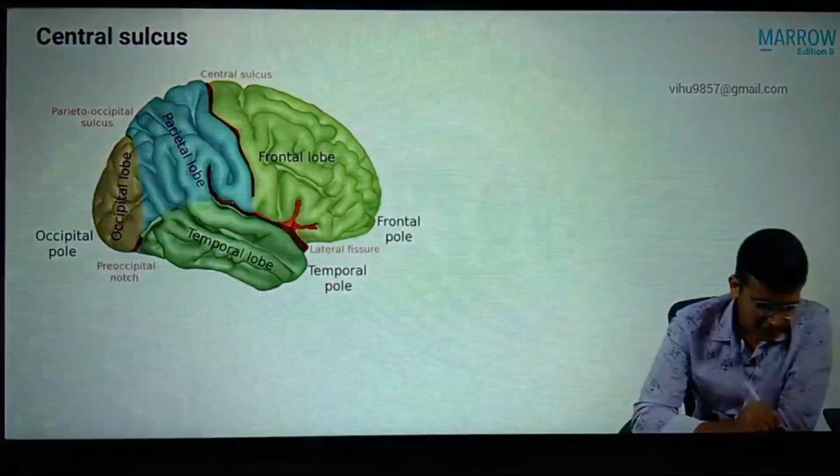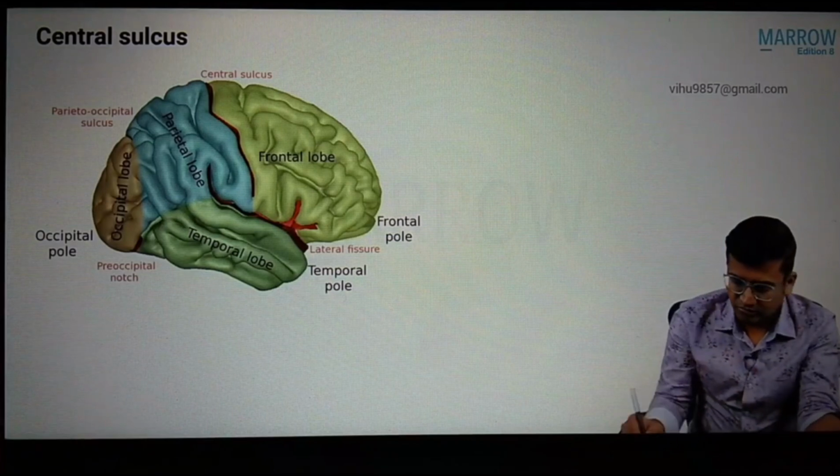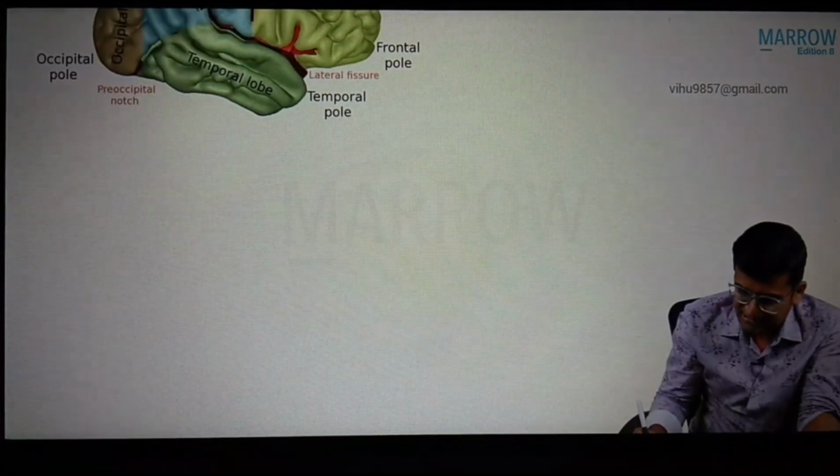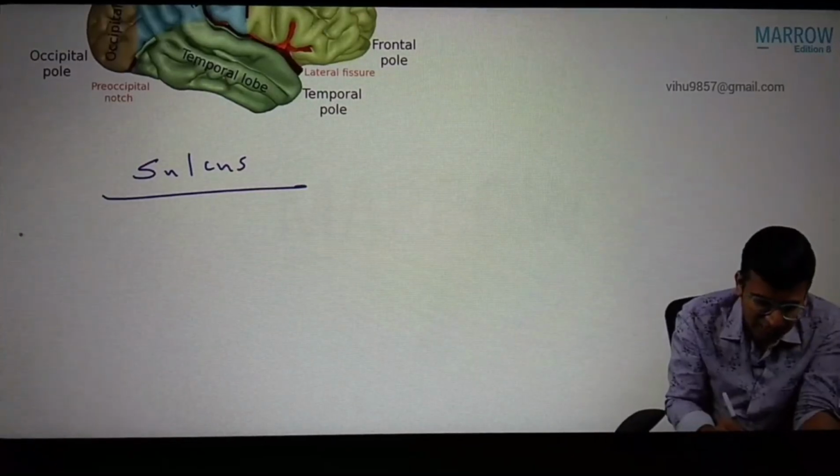Questions will be mainly from the gyrus only. Sulcus, they're not asking much. For completion's sake, yes, we see the sulcus also, don't worry. Now, first we're going to write sulcus. In the sulcus, the first one is limiting sulcus.